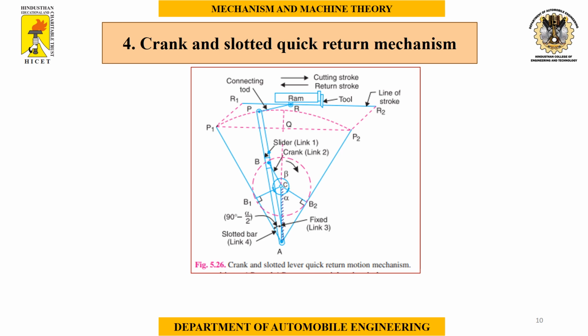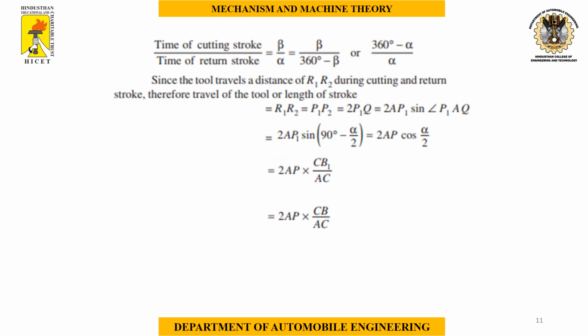So this gives a smaller distance to cover. Because of this, the tool moves in a fast manner. This mechanism is called the crank and slotted lever quick return mechanism, where it is applicable in the shaper machine. Here we are going to see some data: time of cutting stroke divided by time of return stroke. Finally we can see that the cutting stroke has a greater distance than the return stroke.